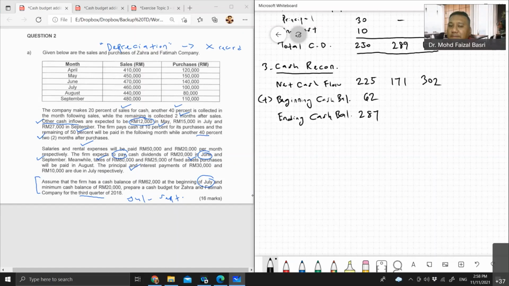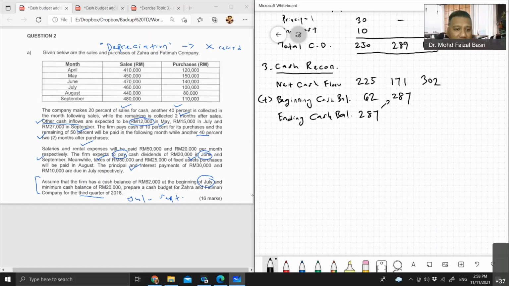So how to get this ending? Just simply take net cash flow plus the beginning cash balance, 62,000 in this case, 287,000. Okay, and remember the rule I said, if it's ending for the month, there will be beginning for the next month. So this 287 will be carried forward to here. 287 will be the beginning for the following month, which is August. And so on. Okay, so I stop this here first. I want to focus back on our July, because July is not finished yet.